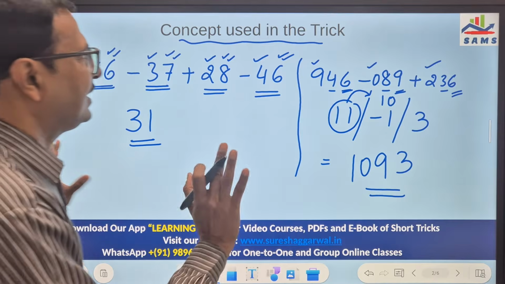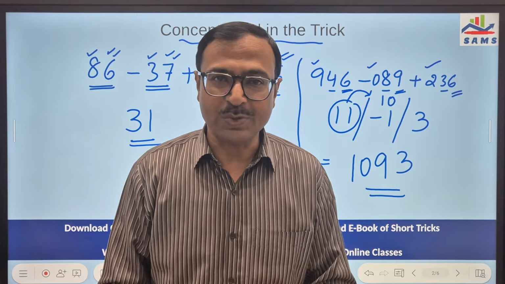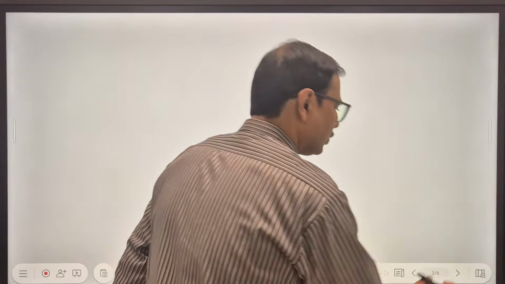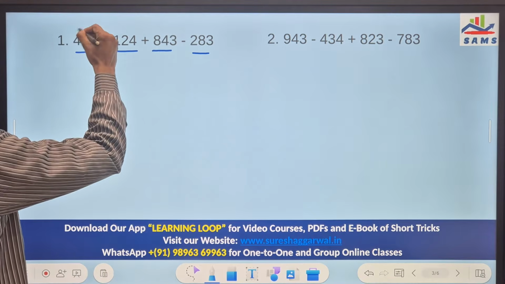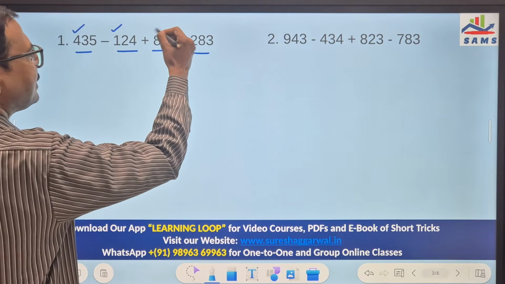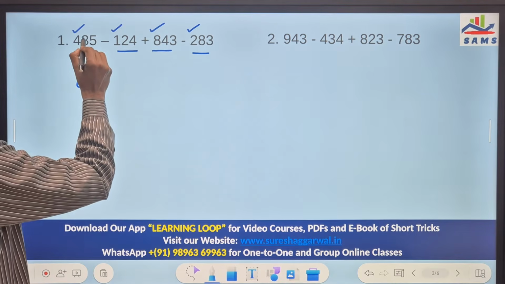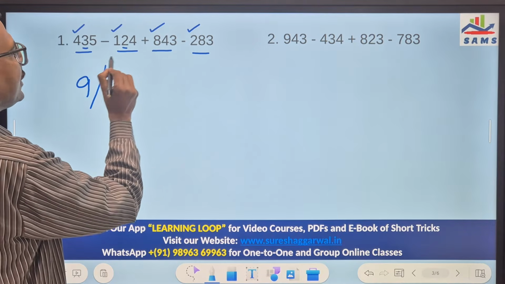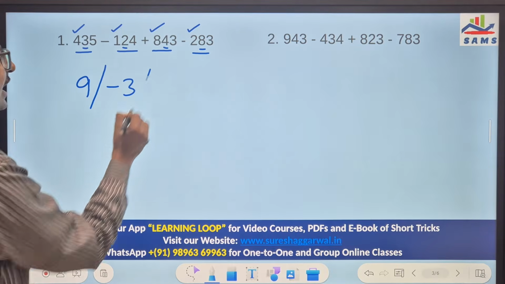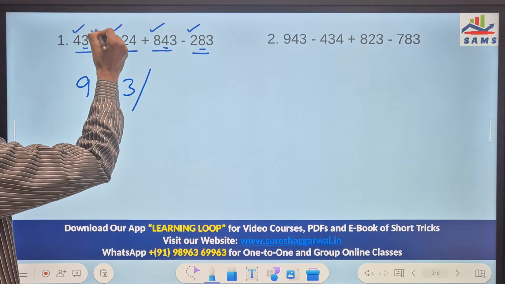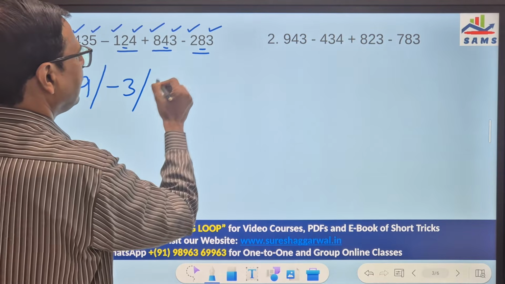So now you can realize how quickly we can actually do it if we practice 20-30 such questions. Let's try some of those. Here we have all 3-digit numbers. So let's try the first digit. 4 minus 1 is 3. 3 plus 8 is 11. 11 minus 2 is 9. So I'll put a slash. Second digit. 3 minus 2 is 1. 1 plus 4 is 5. 5 minus 8 is minus 3. And then finally we have the 5 minus 4. 1. 1 plus 3, 4. 4 minus 3, 1.